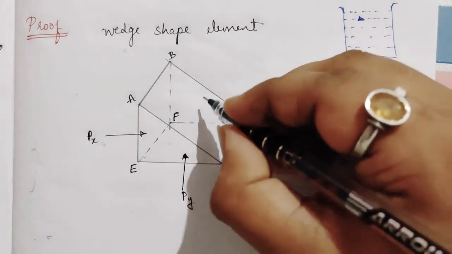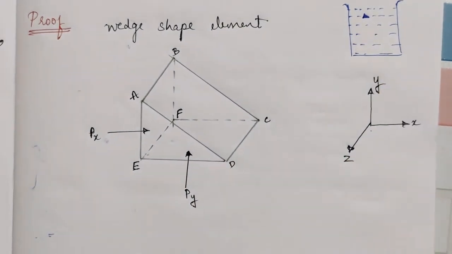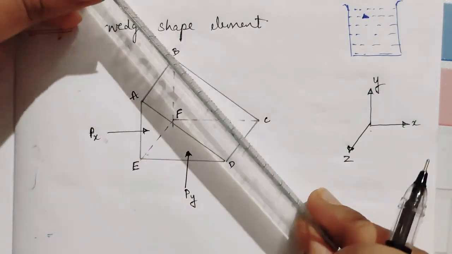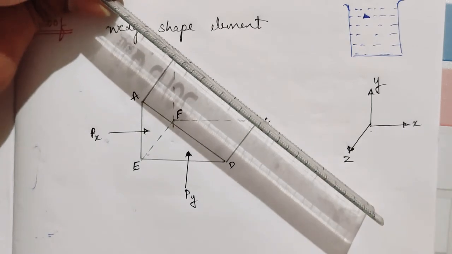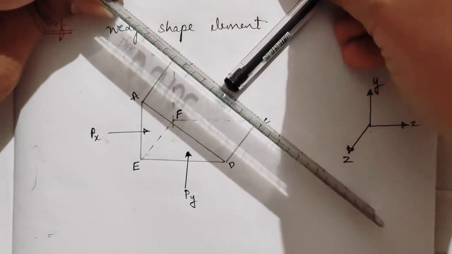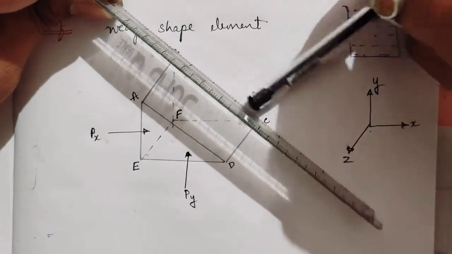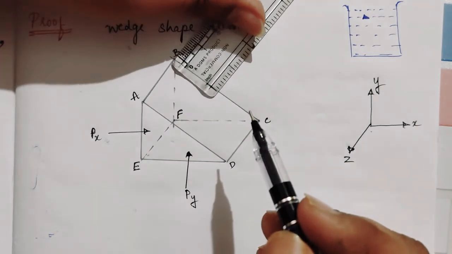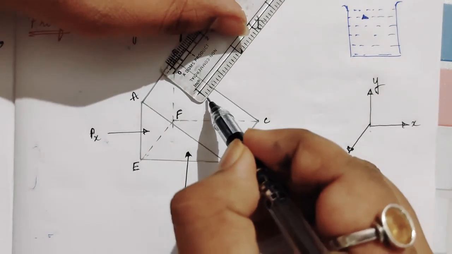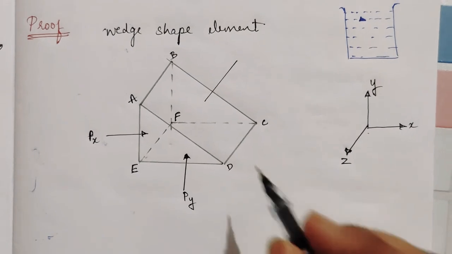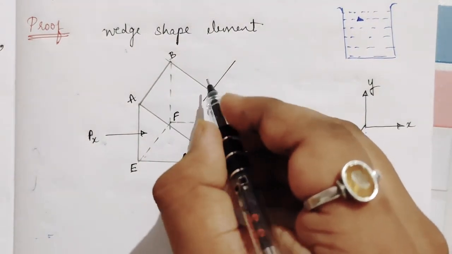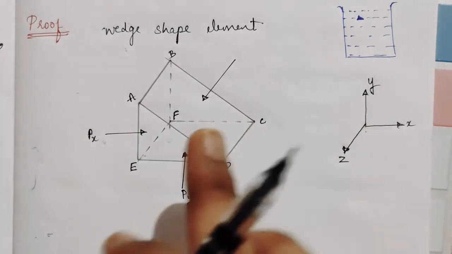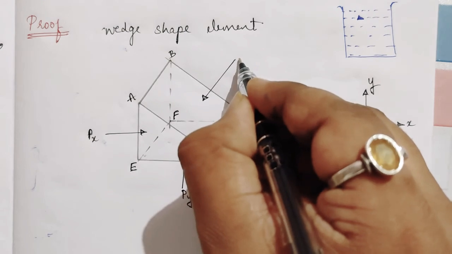What do I do? If any force is coming, it is normal to the face. If the face is not straight but in a slant way, the force should come perpendicular to it, right? If this is perpendicular, then what happens? Perpendicular means the Pz will be normal to the face A, B, C, D. It is normal to this face only, A, B, C, D.